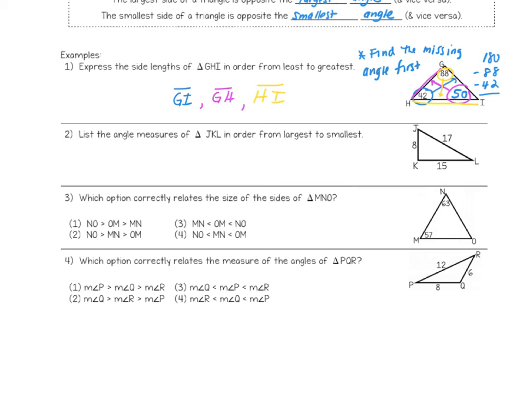In our next example, number 2, it says list the angle measures of triangle JKL in order from largest to smallest. So we want to start with the largest angle, which means we also want to start with the longest side. So JL is the longest side, and its opposite, angle K. So angle K would be the largest angle in that picture. So give the angle symbol and then capital letter K.